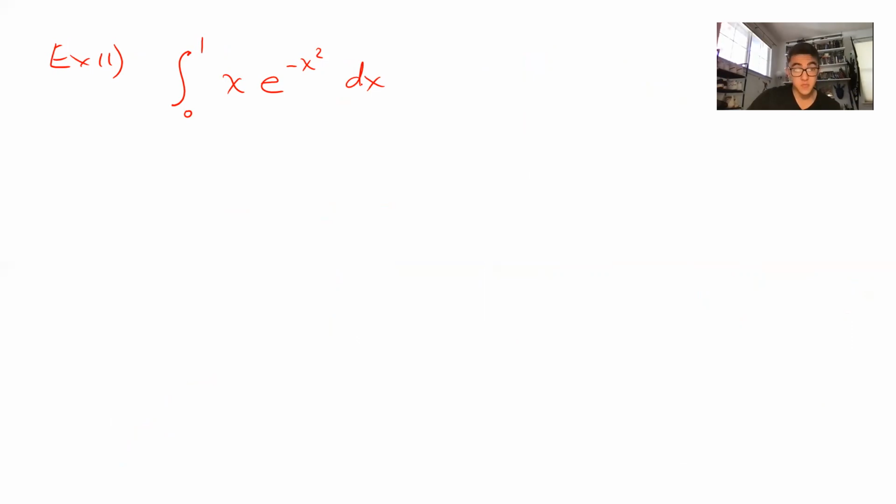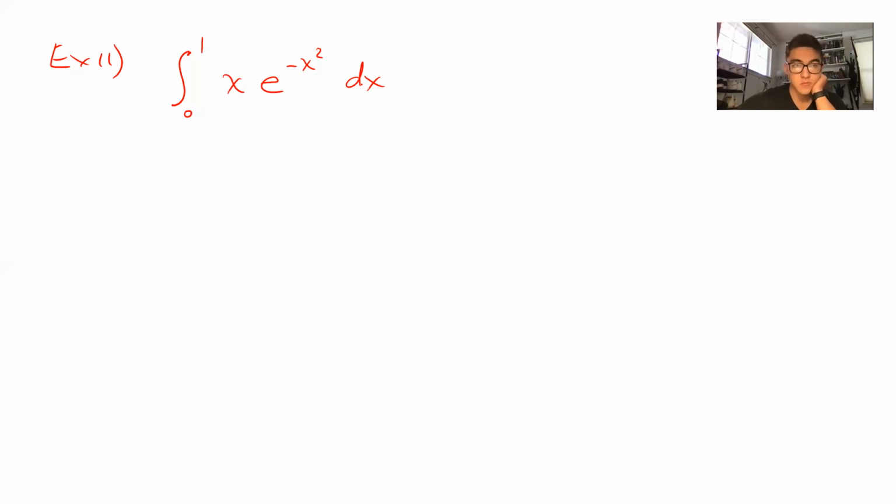e to the negative x squared? Oh, I hate that. So then u is going to be negative x squared, or u is e to the negative x? I don't know. Well, let's see. I think this is one of those problems where e to the negative x squared wouldn't help. I mean, we have that x there, to the negative x squared.